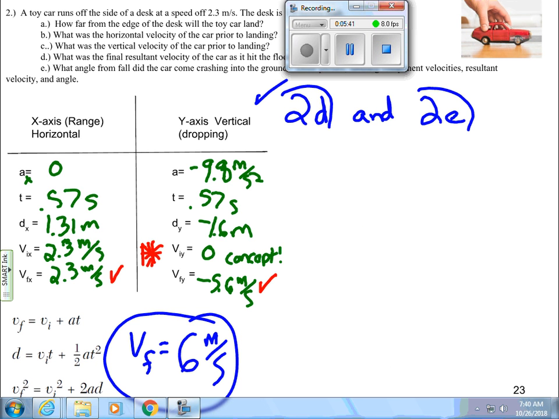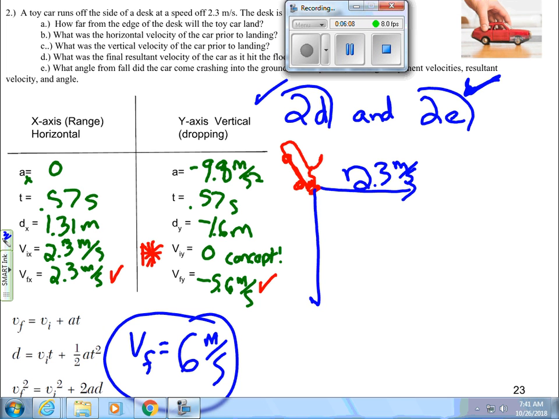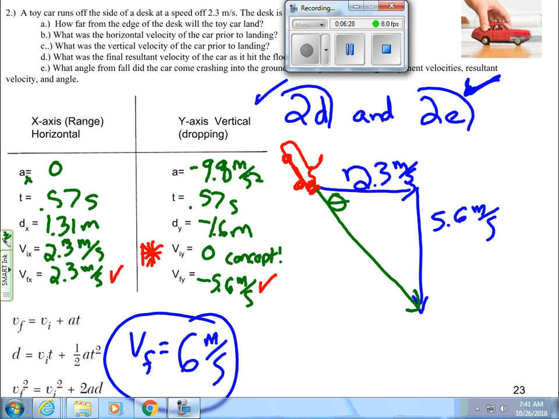Alright. 2E says, how do I find this one? So, here's one. This is 2.3 meters per second. Remember, the car is coming down here, so here's your car landing. Then it goes down here, but then I drag it over. So we had 5.6 meters per second, and I want to find the angle of impact. So I'm trying to find the angle from the fall.